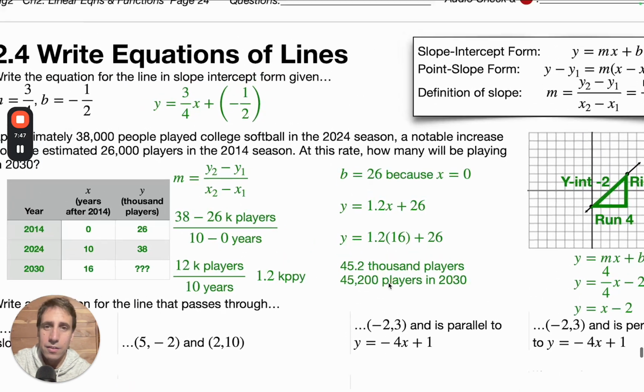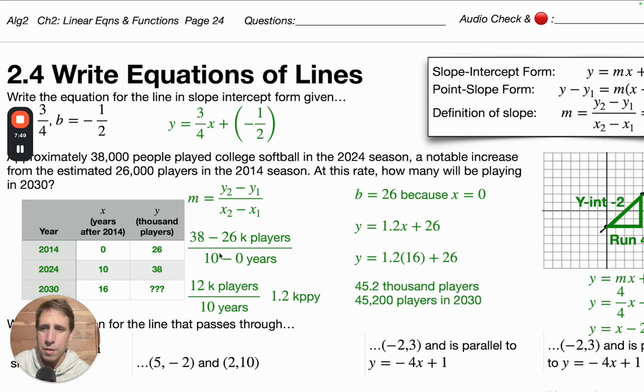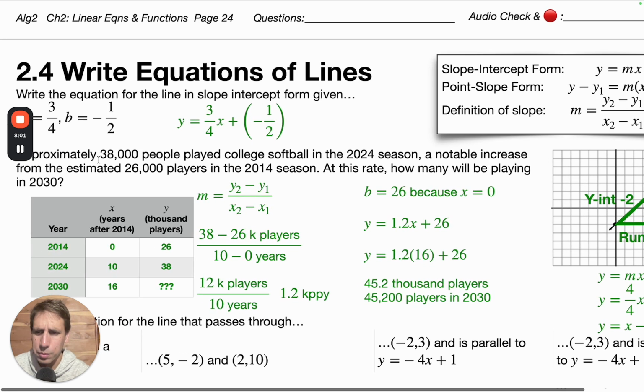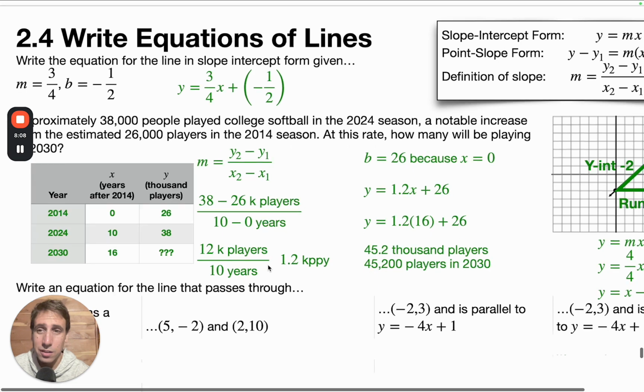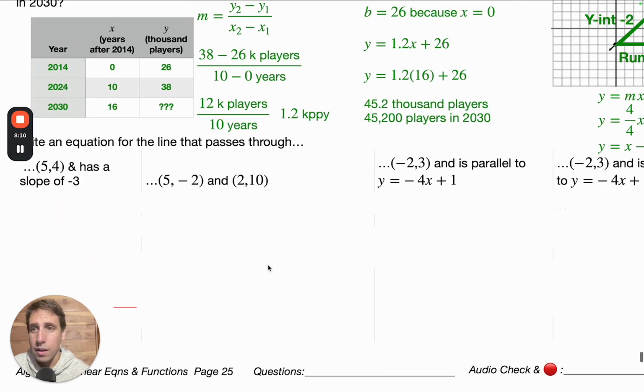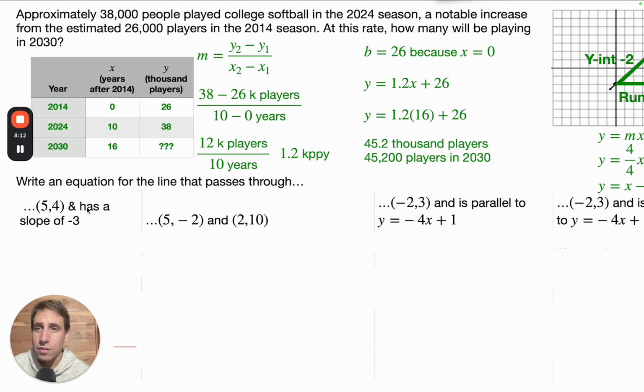All right. This, by the way, this word problem is very easily turned into a project. So I went out and I just Googled how many softball players are there right now, and how many softball players were there 10 years ago. And Google is very good at spitting back data. And so this is just like a mini version of a project that you could do. Write an equation for the line that passes through, and then it gives you all these different versions of information it could give you.